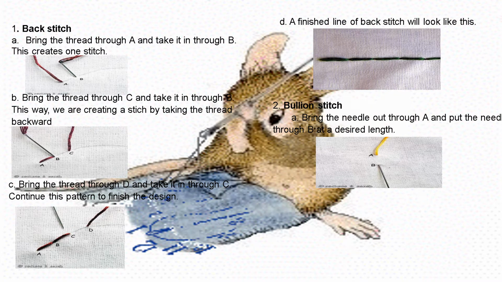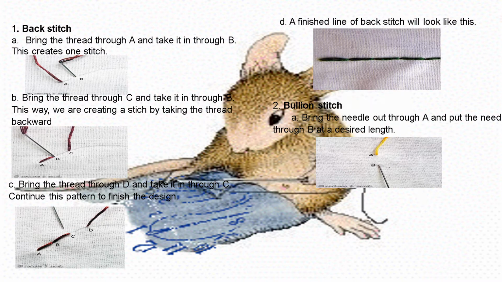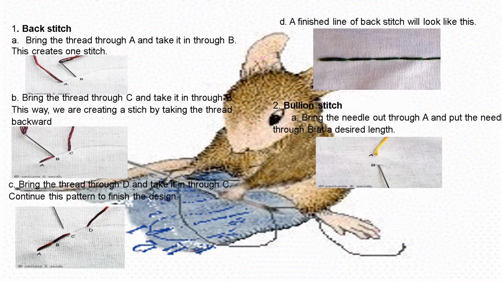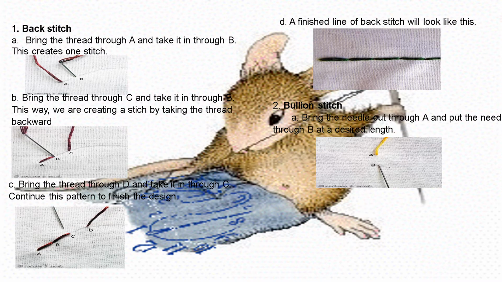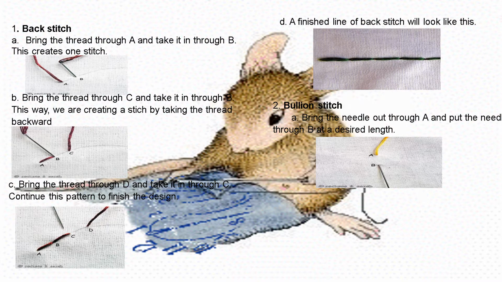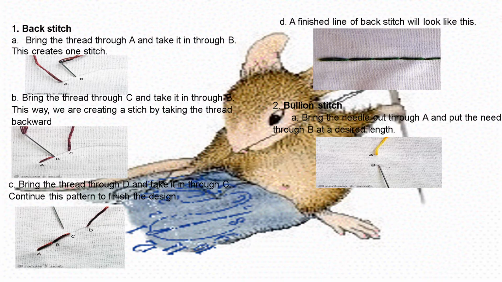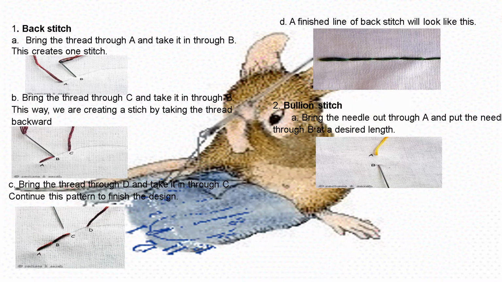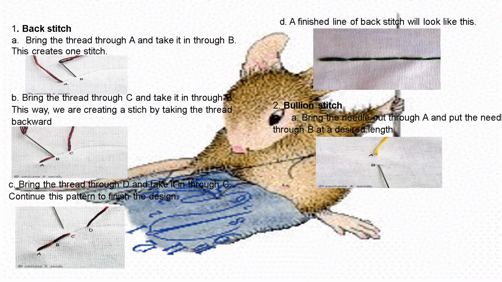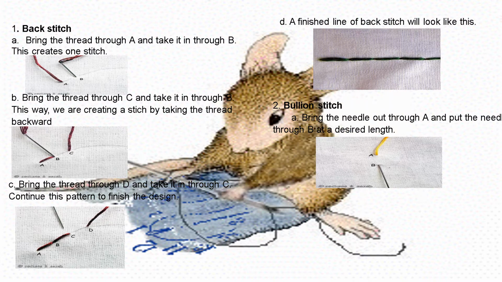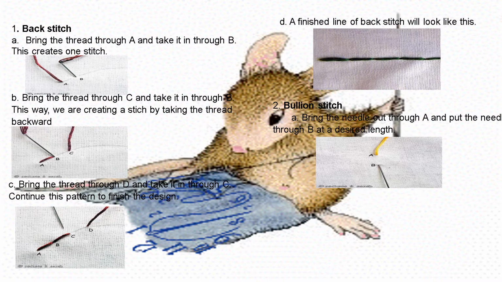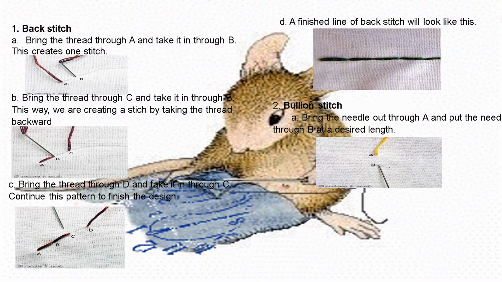The first thing to do in backstitch, first we bring the thread through A and take it in through B. This creates one stitch. Letter B. Bring the thread through C and take it in through B. This way we are creating a stitch by taking the thread backward. Letter C. Bring the thread through D and take it in through C. Continue this pattern to finish the design. Letter D. A finished line of backstitch will look like this.